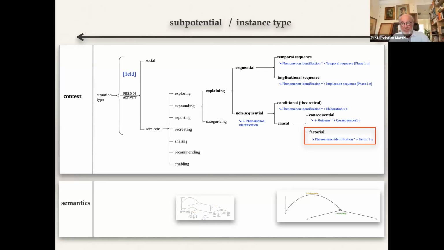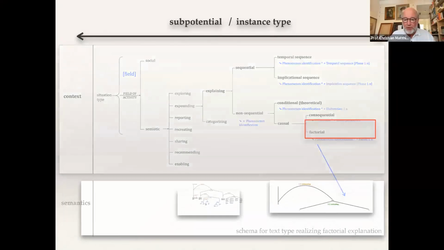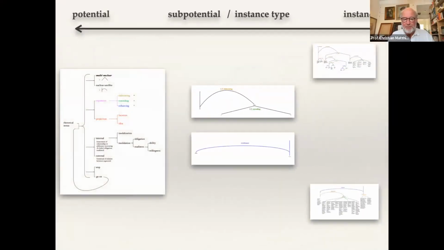If explaining, the different types of explanation: sequential, non-sequential, and if non-sequential, causal versus conditional. If causal, then consequential or factorial. So that's where we have the location of the context for the text of physical weathering. So we can then look through the context and we say, what are the likely schemata for the global semantic organization of the text? And we look at this from the overall potential of the language in its context, the meaning potential in its context of culture, right?